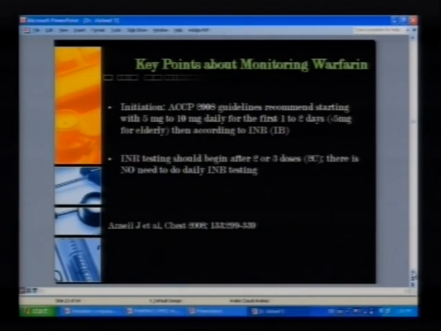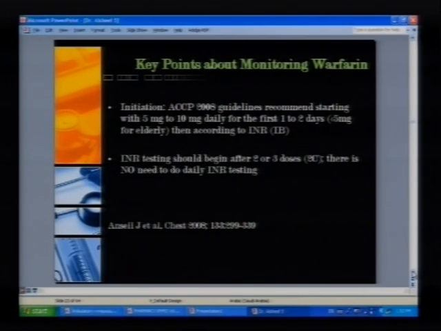On initiation, previously people used to be generous and give 10 milligrams. Right now, the guidelines say to give 5 milligrams. I mean, 10 milligrams is obsolete. Why? Because with the availability of a high quality anticoagulation clinic, you can discharge the patient on low molecular weight heparin and give him 5. You don't need to rush to give 10 milligrams.